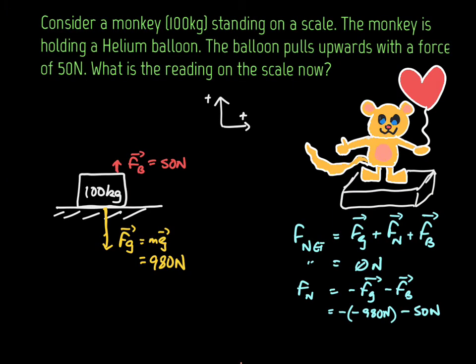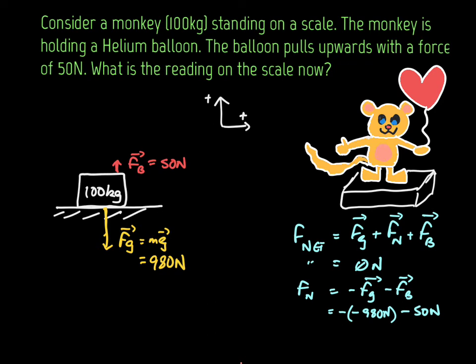So quickly, just some normal force problems or apparent weight problems. Consider a monkey standing on a scale. Why does the monkey stand on a scale? Who knows? Who cares? But they are, and they're loving it. The monkey is holding a helium balloon, which of course I've colored in a heart shape, had to be. The balloon pulls upwards with a force of 50 newtons. What is the reading on the scale now?